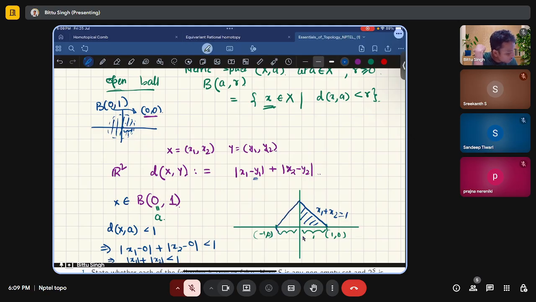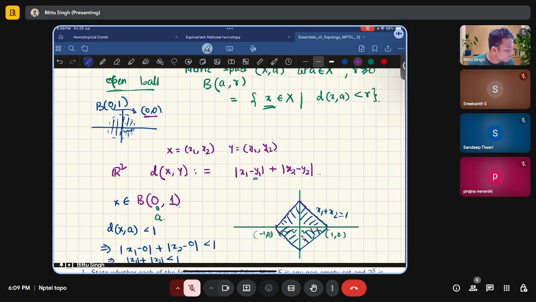Similarly, because there is a mod, we can replace x1 by minus x1 and we get the same value. So this dotted area will be there, and we need to remove those boundary points. Those points will not be there.